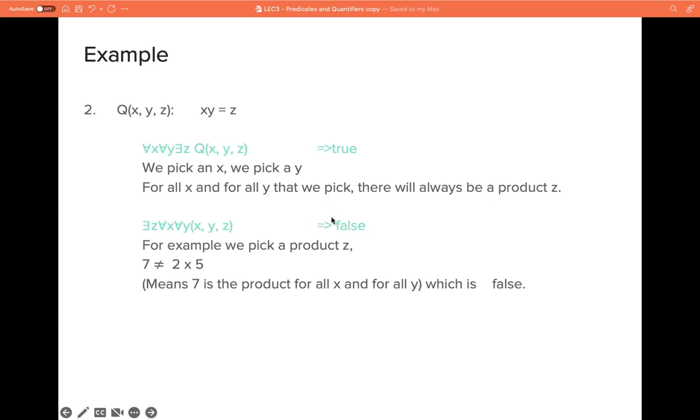Okay, so meanwhile, let's say we have there exists a z, there exists a product z, such that for all x and for all y, xy is equal to z. So that means that if the value of z, or the product z, is equal to 7, then it must be true for any value of x and y. Suppose we pick 2 and 5 for x and y. It does not evaluate to 7, which means that this statement is false.